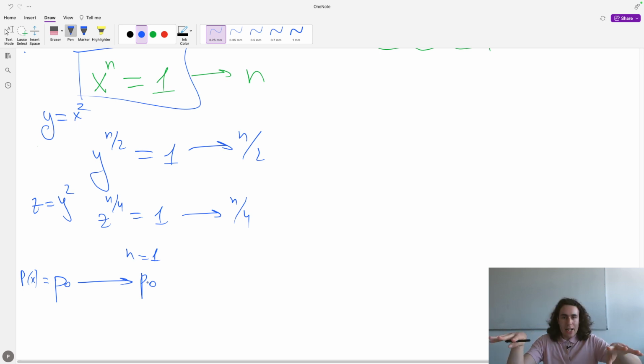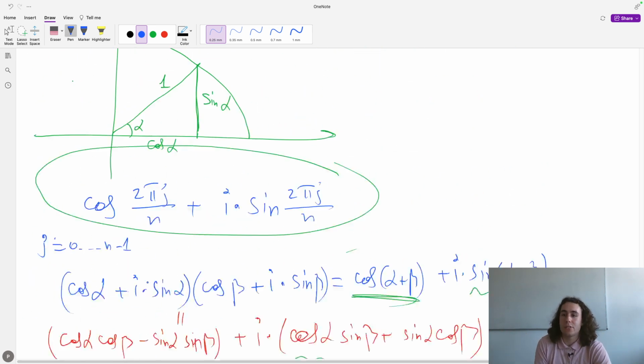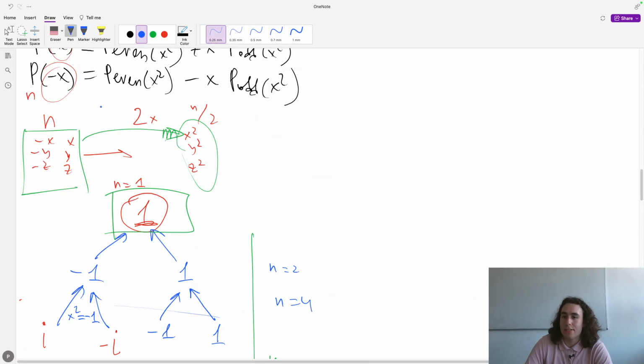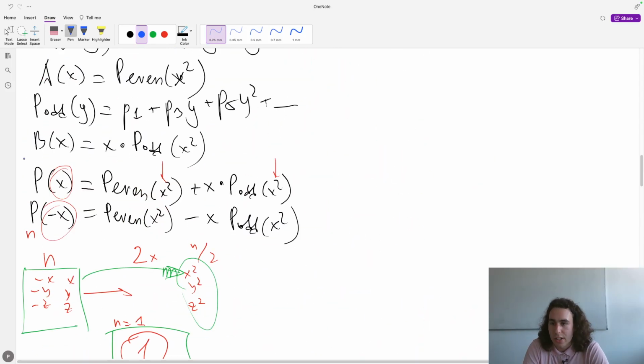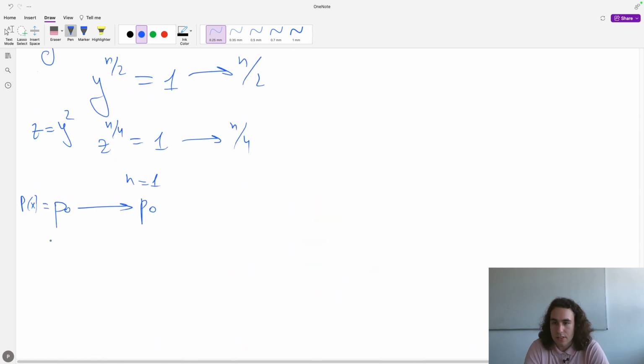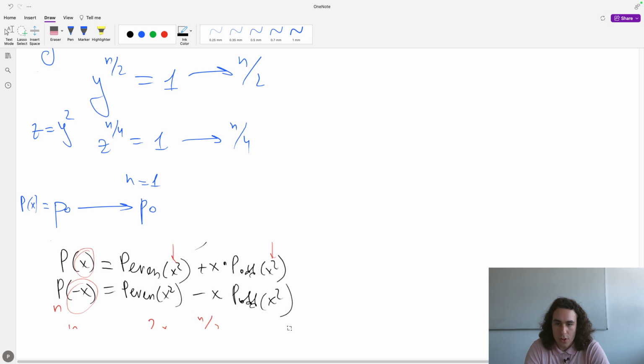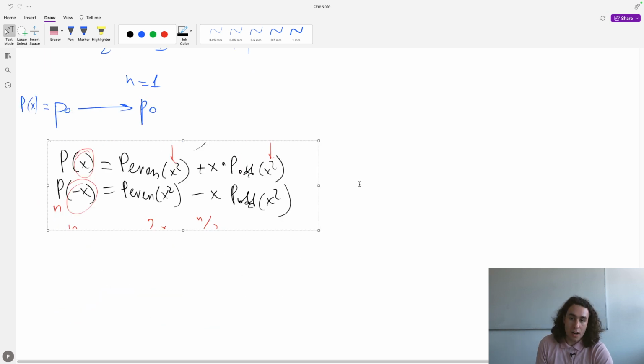Otherwise, we split our polynomial into even and odd parts, and we recurse. And then we need to combine those values using the formula we had. Let's copy that formula. We know that p of x is p even of x squared plus x times p odd, and p of minus x is similar.